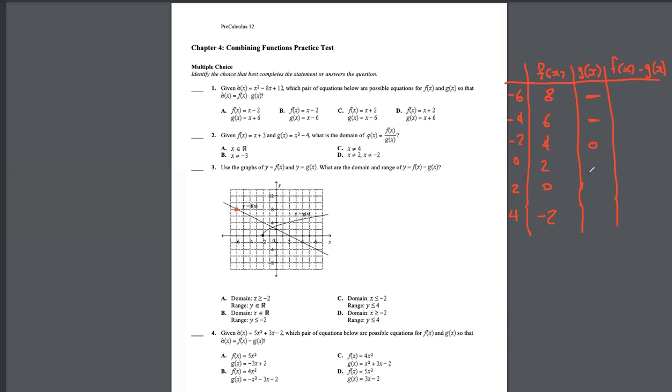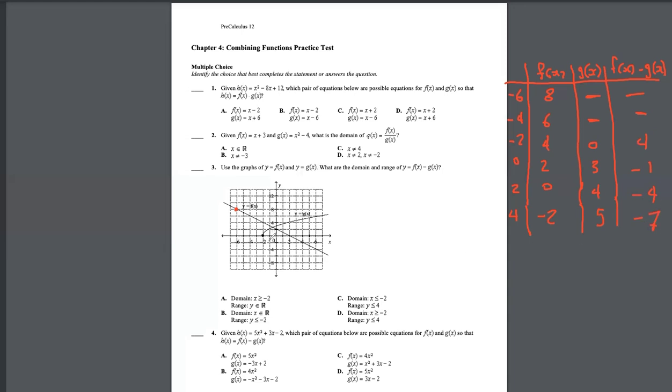And when x is 0, y looks like it's 3. And when x is 2, y looks like it's 4. And when x is 4, it looks like it's 5. Now f of x minus g of x, here 8 minus, we don't have anything, so there's nothing here. 6 minus, we don't have anything here, but here 4 minus 0 is 4. 2 minus 3 is -1. 0 minus 4 gives me -4. -2 and 5 gives me -7.